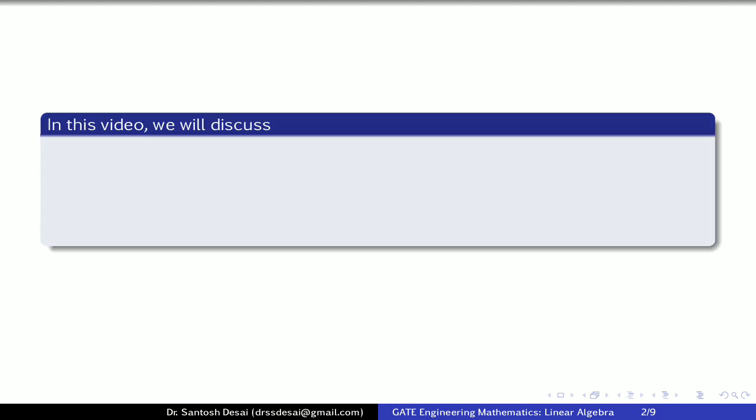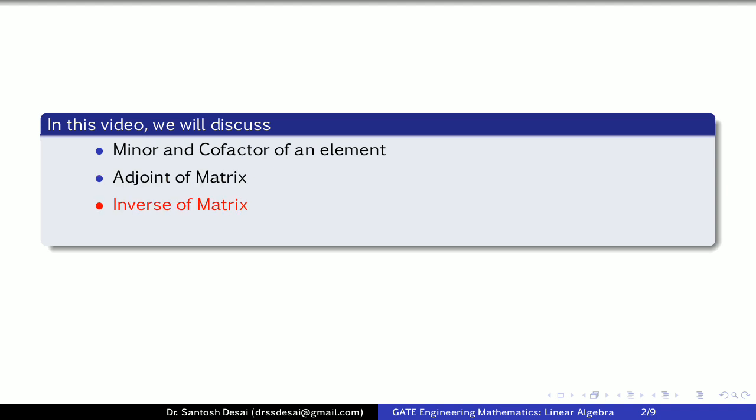In this video, I am going to discuss minor and cofactor of an element, adjoint of matrix, inverse of matrix and examples. Now here the important concept is inverse of matrix. There are so many methods to find the inverse of matrix, but I am going to discuss a simple and short method to find the inverse of matrix. So let us consider first minor and cofactor of an element.